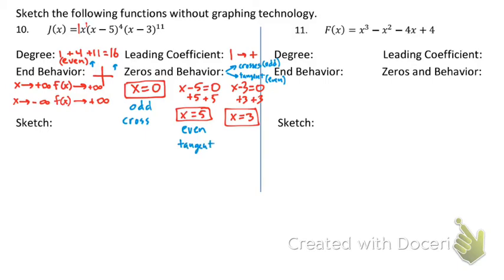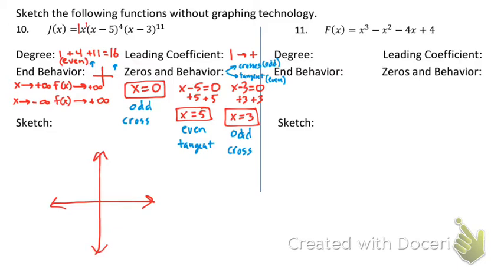Now let's go to the last zero. x equals 3 came from this factor, and we have an odd degree here. So since it's odd, it will cross. Okay? So we have all this information. Let's graph or sketch our graph. Okay, so we have this.